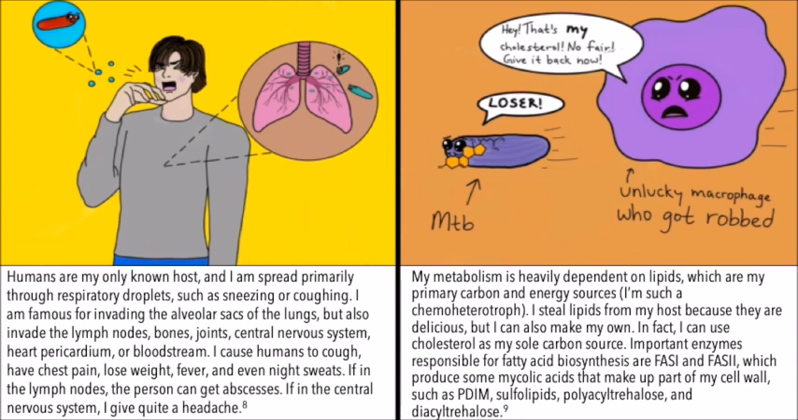My metabolism is heavily dependent on lipids, which are my primary carbon and energy sources. I'm such a chemoheterotroph. I steal lipids from my host because they are delicious, but I can also make my own. In fact, I can use cholesterol as my sole carbon source. Important enzymes responsible for fatty acid biosynthesis are FAS1 and FAS2, which produce some mycolic acids that make up part of my cell wall, such as PDIM, sulfolipids, polyacyl trehalose, and diacyl trehalose.